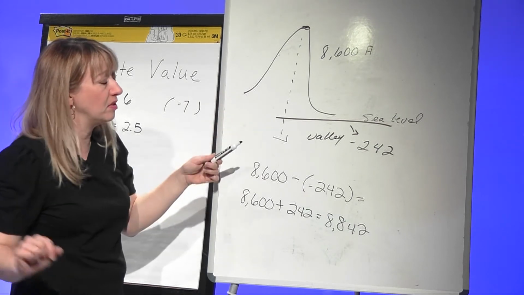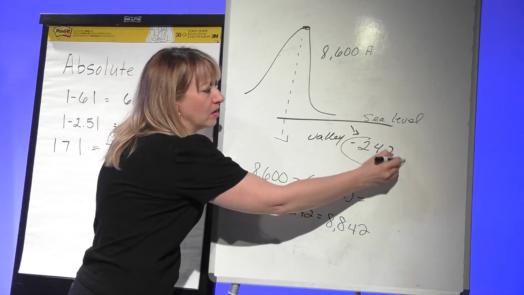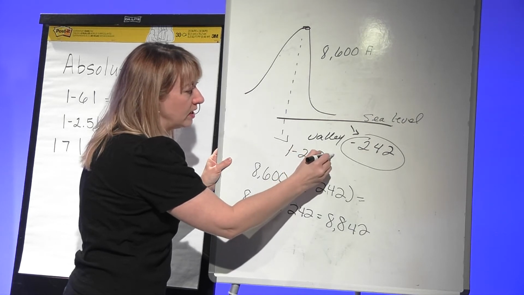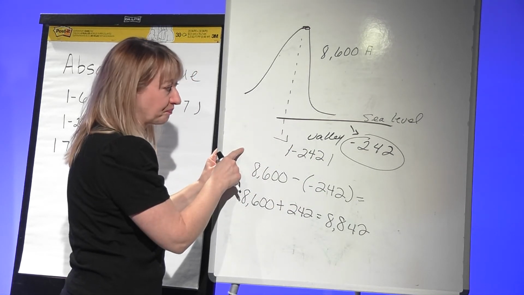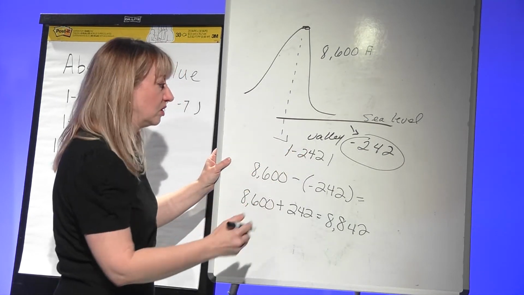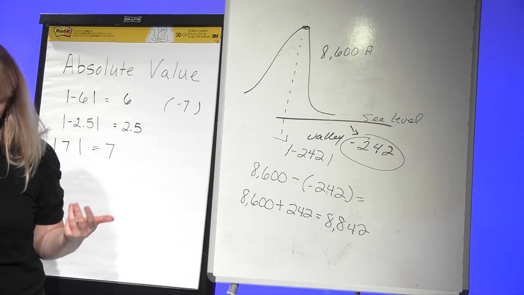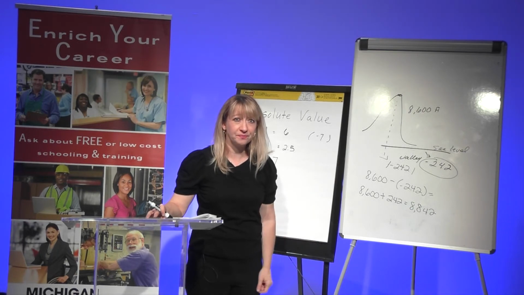And this is an example of absolute value, because even though this is a -242, we still want to know what is the difference from 0 to -242. So it's really the absolute value of -242, which is 242. And again, think about whether or not your answer is reasonable, if it makes sense, and that does.